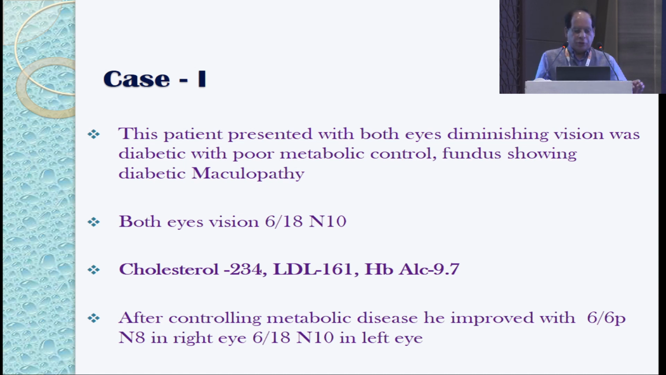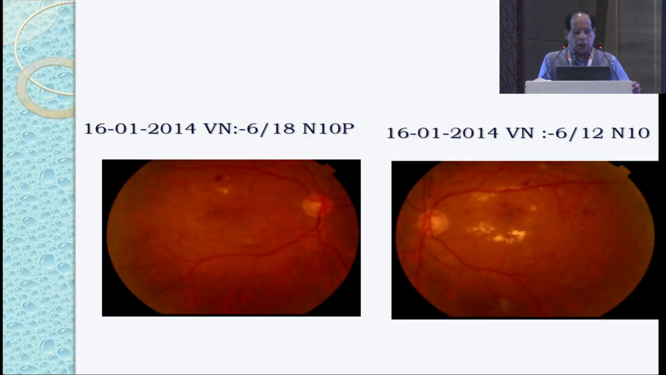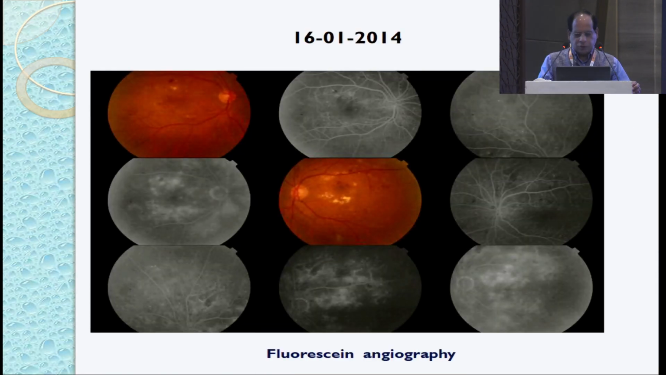This is the first case of diabetic retinopathy having poor vision with poor glycemic and systemic control. The HbA1c was 9.7. He presented with this scenario. There were hard exudates and there was a CSME. Vision was compromised. We asked for an angiography, which shows, confirming the finding.